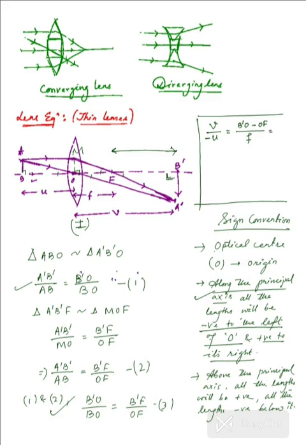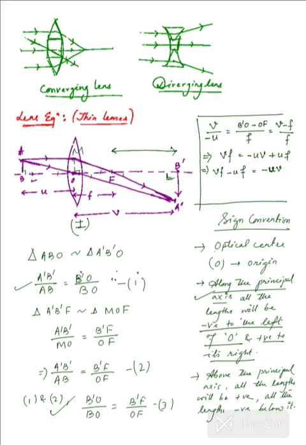Now B'O, as you know, is equal to V, and OF is F, so (V minus F) over F. You cross multiply these terms, you have VF equal to minus UV plus UF. You take the UF to the other side, VF minus UF. We would have preferred keeping UV as the single positive term.